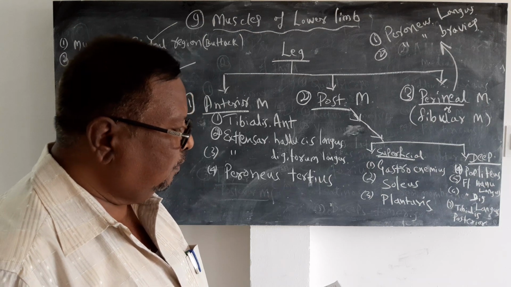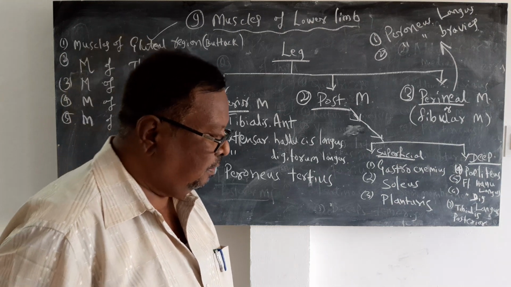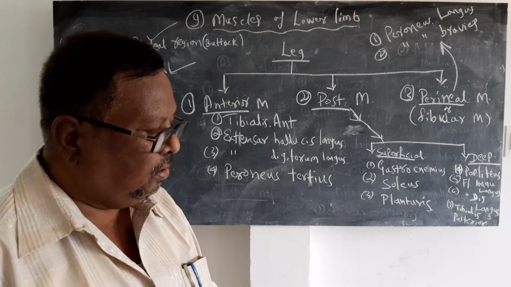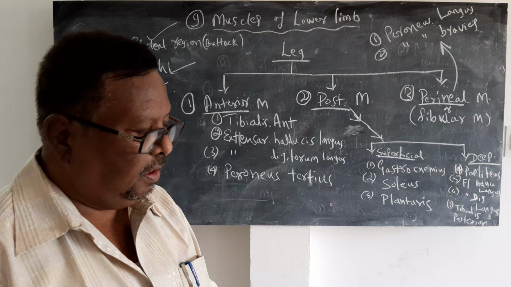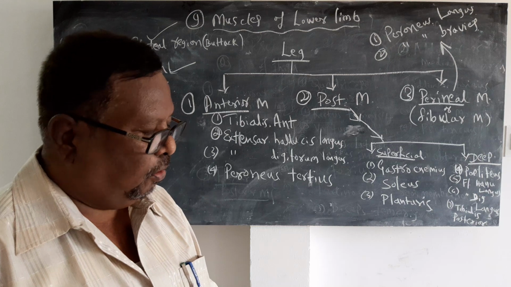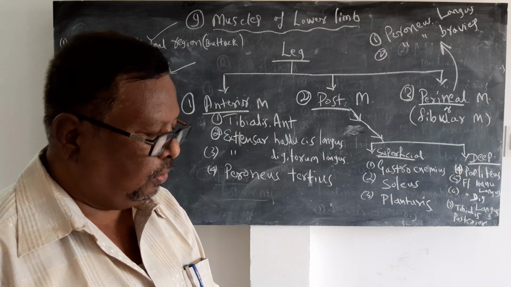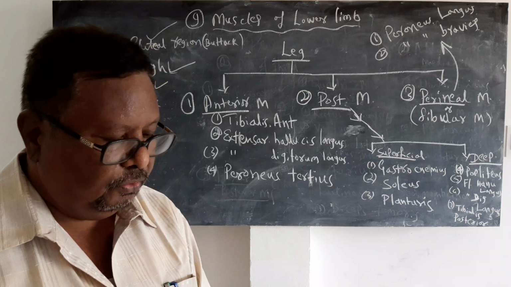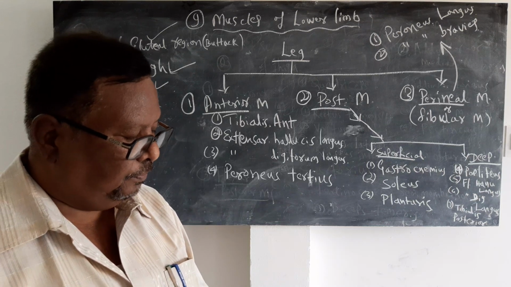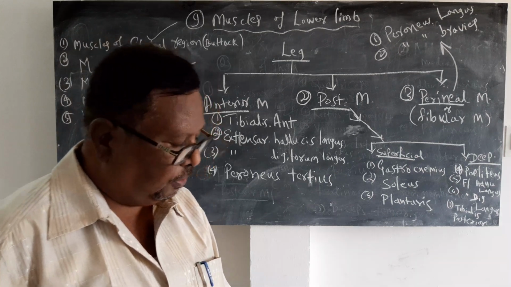Origin: they originate from the lateral surface of the shaft of the fibula. Insertion: the long tendon of this muscle lies superficial to the tendon of peroneus brevis and passes deep, downward across the plantar surface of the cuboid tarsal and is finally inserted into the base of the first metatarsal bone and the adjacent medial cuneiform tarsal. Coming to the action, eversion of the foot; it maintains the lateral longitudinal and transverse arch of the foot.